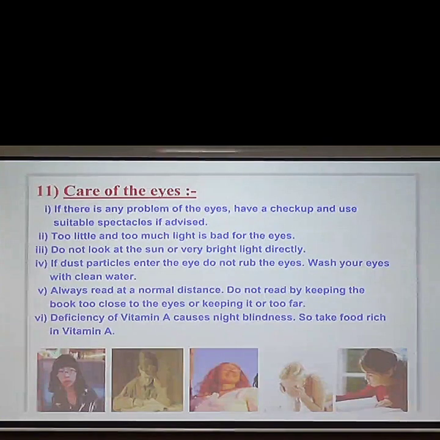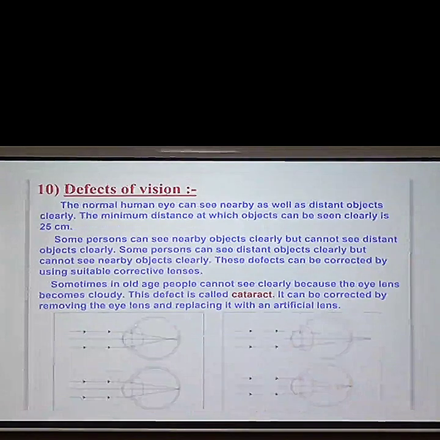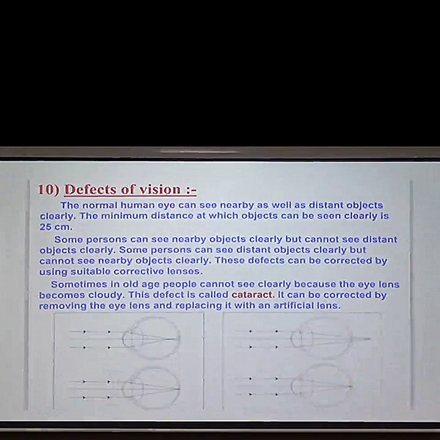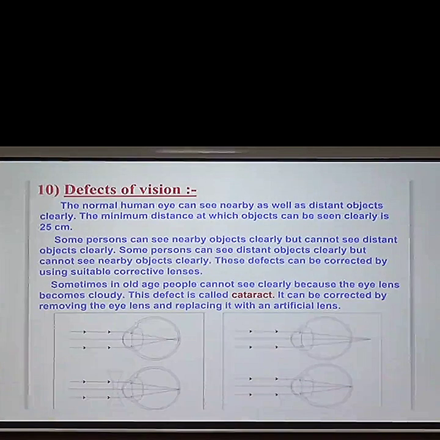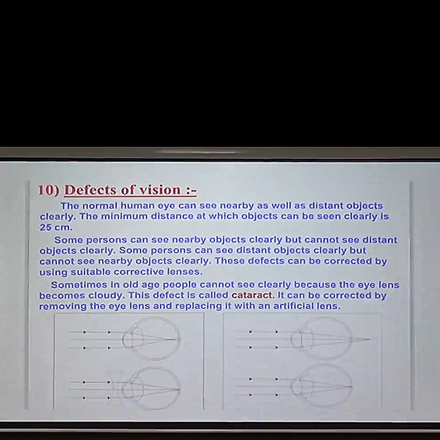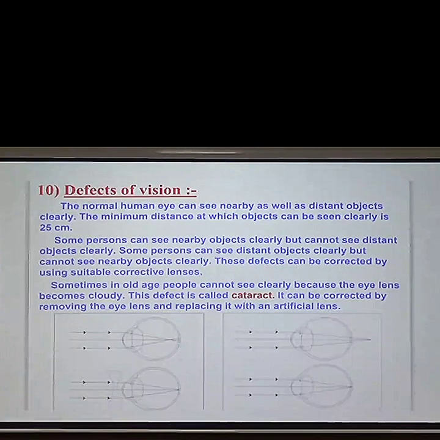We also see that there is another thing in the defects of vision, which is blindness. So for blind people, what happens? Either the retina is damaged, or the optic nerve is damaged, or there is damage in our lens. So what we do for these blind people, we have another type of system, the braille system.